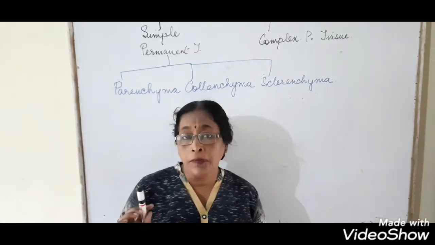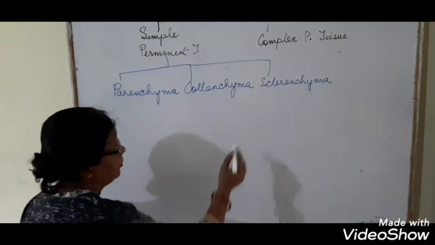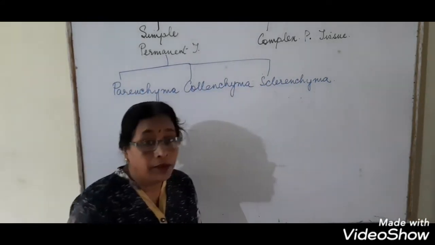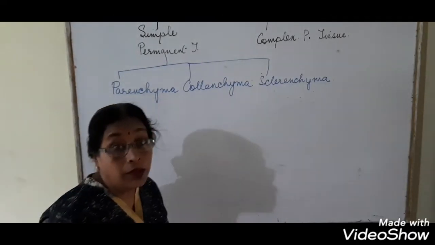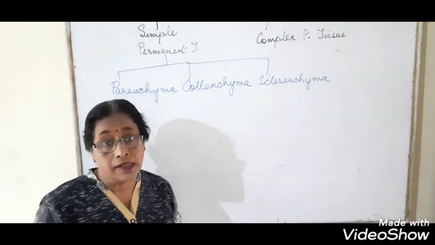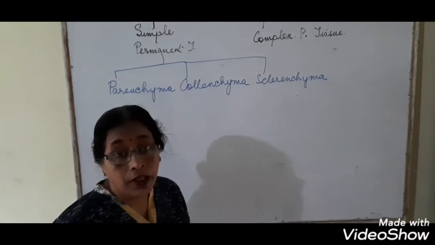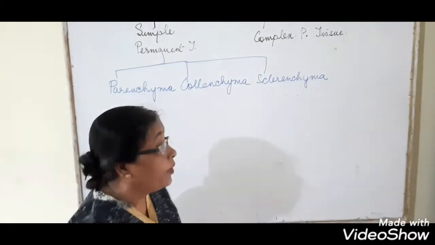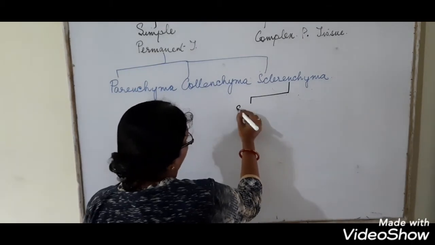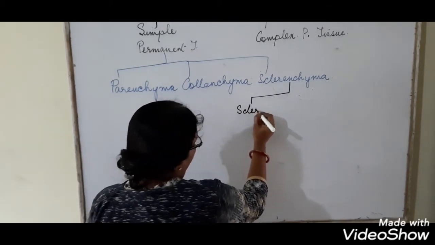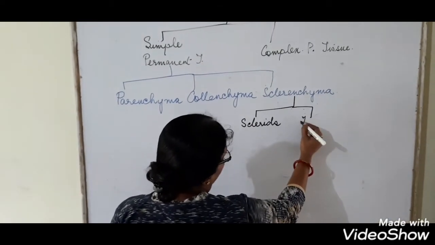Now the third type of simple permanent tissue is sclerenchyma. Now you have seen that parenchyma and collenchyma are made up of living cells. But sclerenchyma is made up of dead cells. So sclerenchyma is of two types, sclereids and fibers.